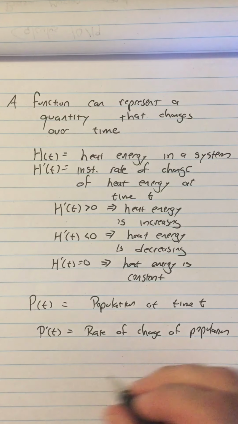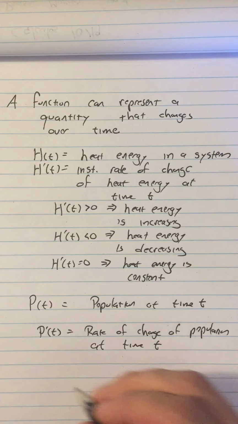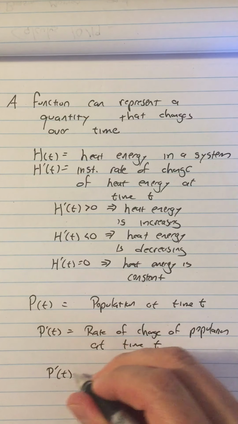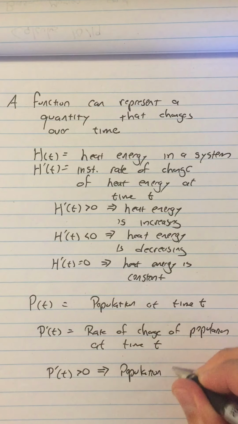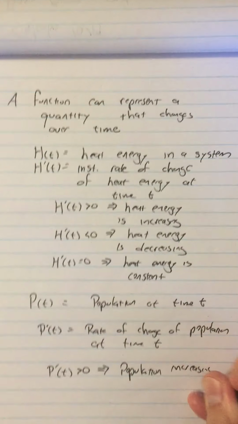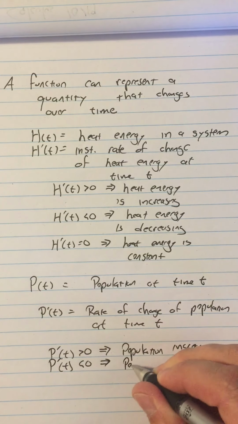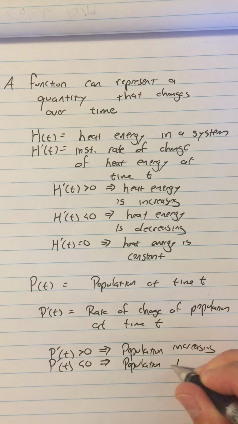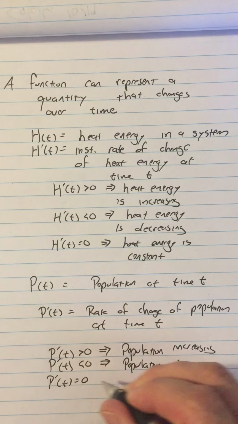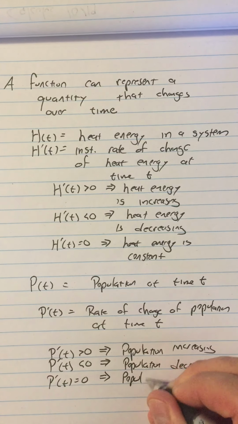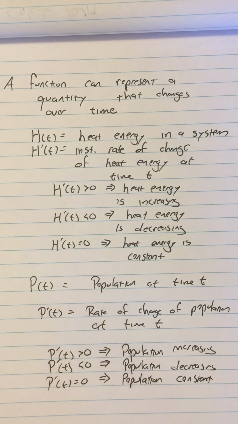Right? So at a time t, you could also say things like, if P prime of t is positive, then the population is increasing. If P prime of t is negative, then the population is decreasing. And if P prime of t equals 0, then the population is stable, it's constant. All right, and remember that the P prime value depends on t.